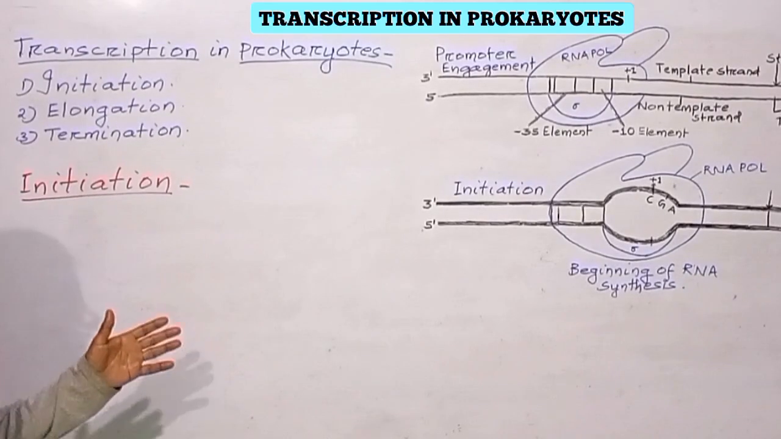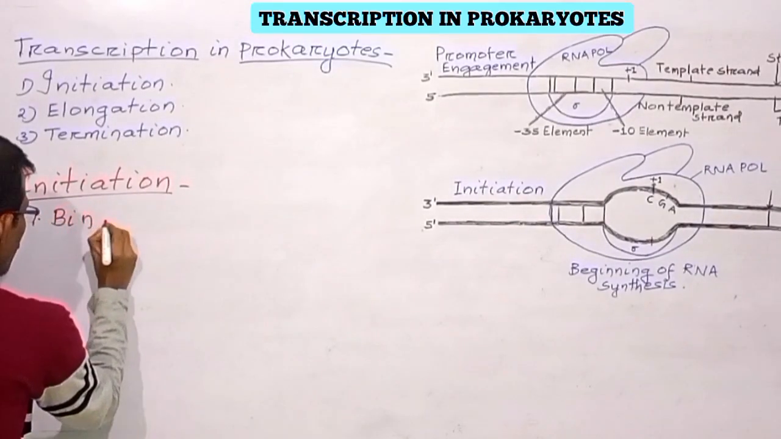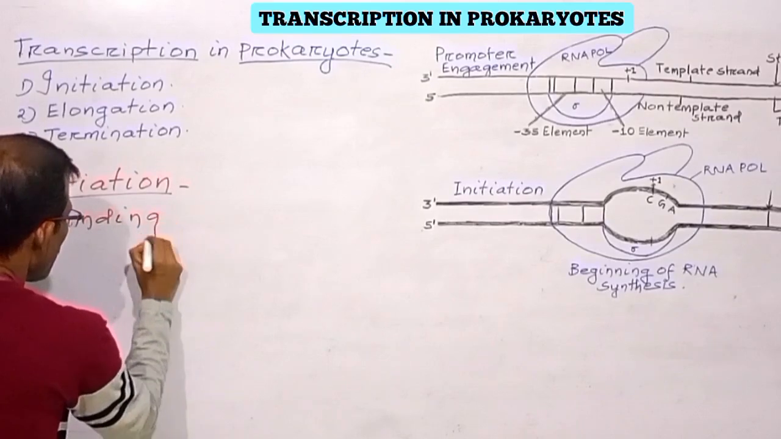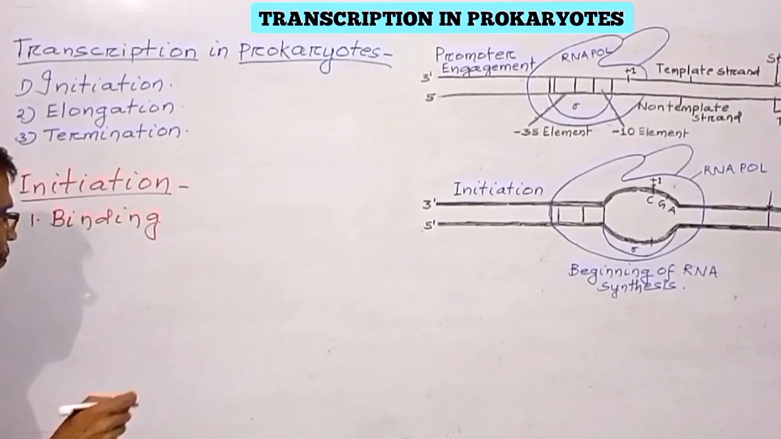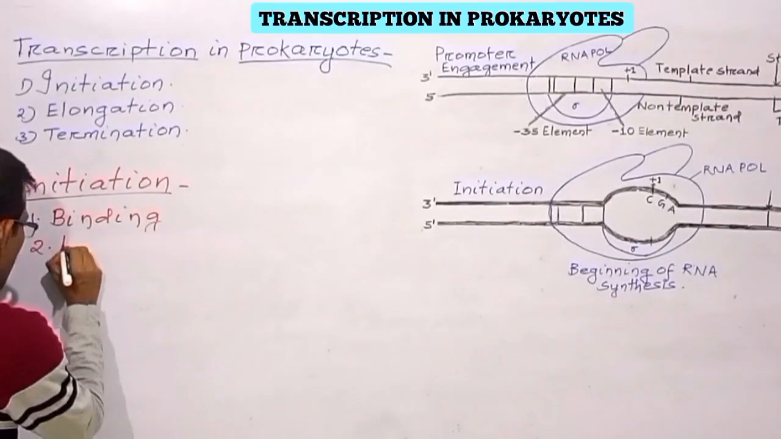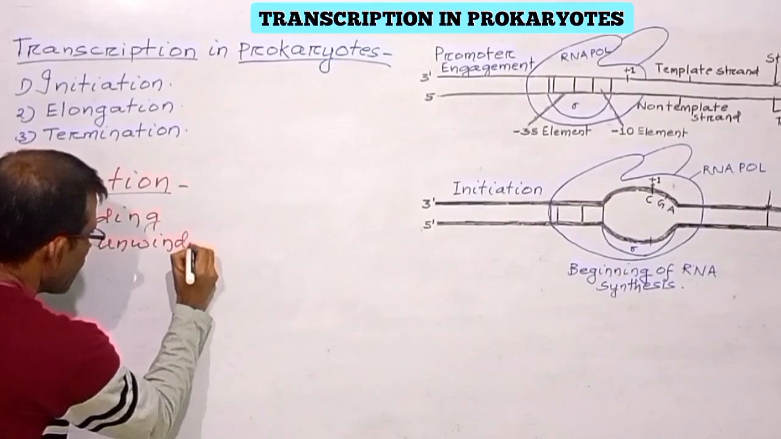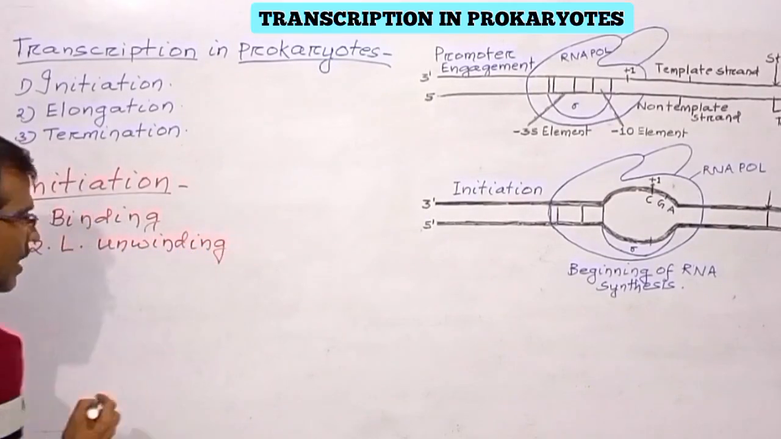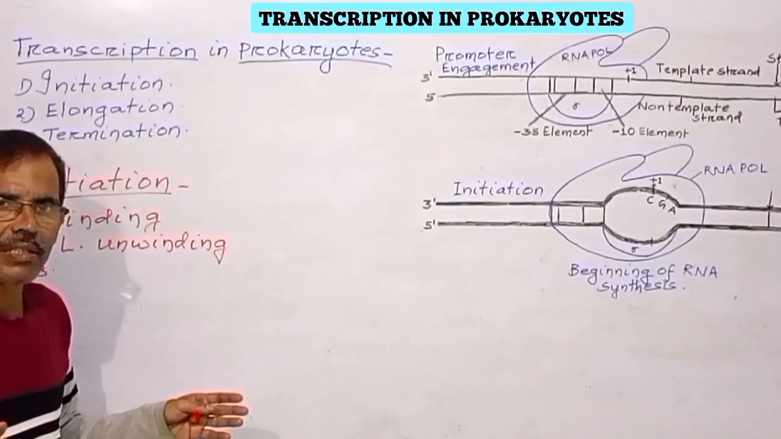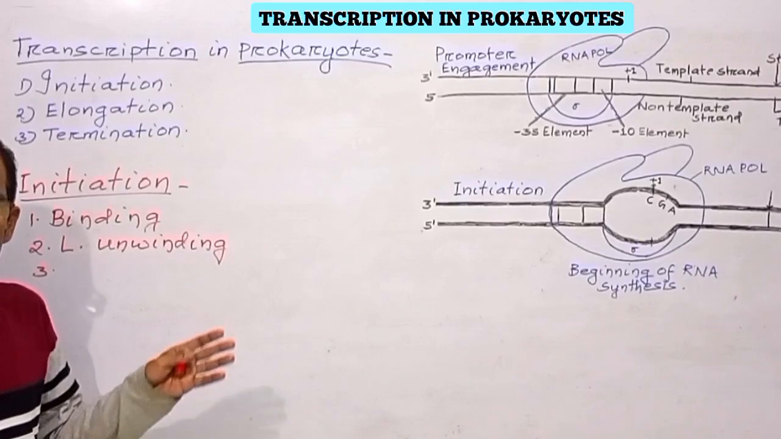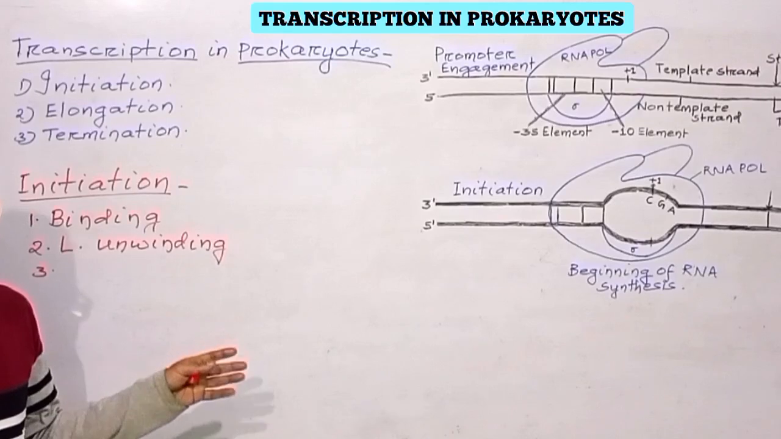It involves three steps. The first step is the binding of the RNA polymerase holoenzyme to a promoter region in the DNA. The second step is the localized unwinding of the DNA double helix around the transcription start site. And the third step is the formation of phosphodiester bonds between the first few incoming ribonucleotides in the nascent RNA chain.